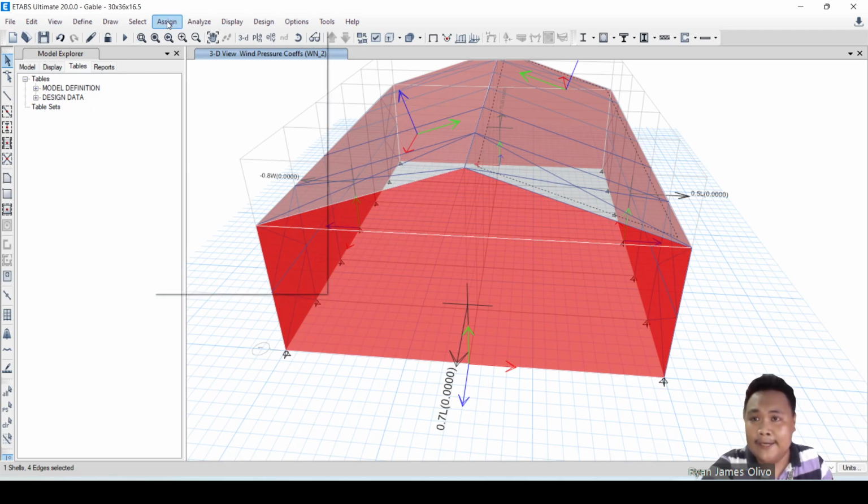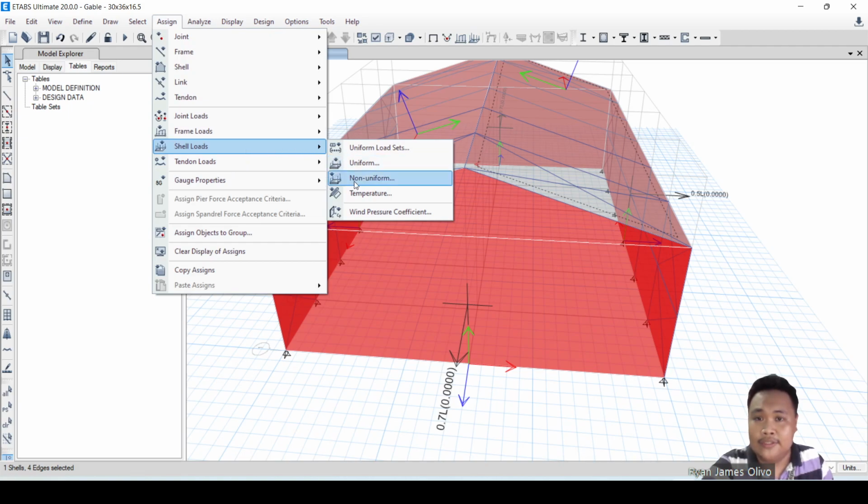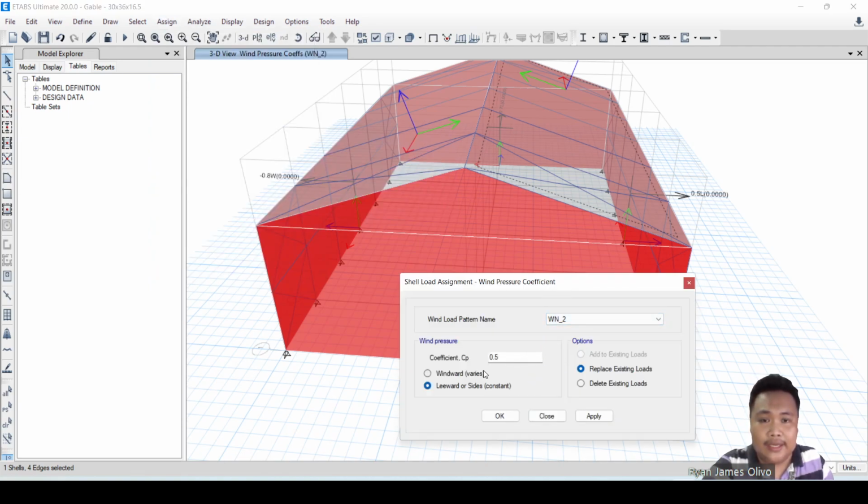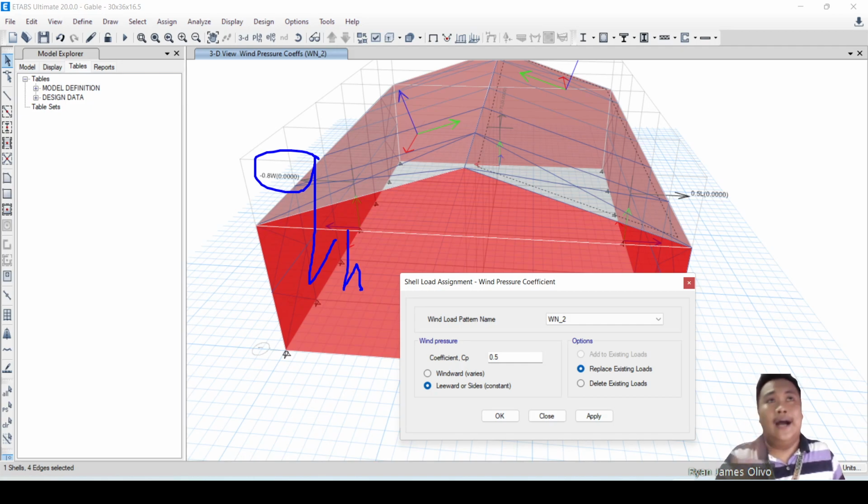Next, assign shell loads, wind pressure coefficient, then still leeward. So we use the leeward, guys. Why? We use the leeward because leeward uses the mean roof height QH. Since all roofs use QH, we also use leeward for the roofs. So leeward only is used for the wall, that is the windward wall. So don't forget that, guys.